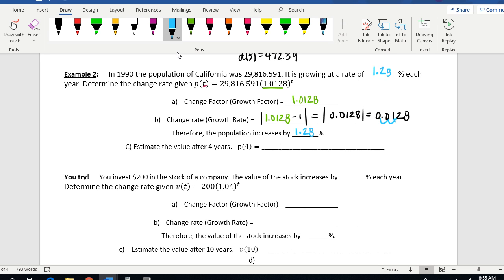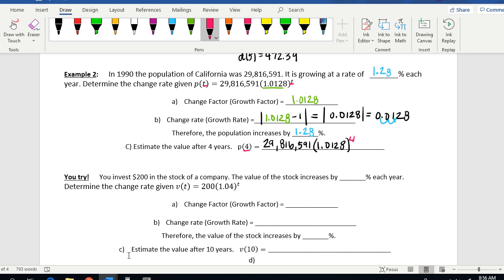Okay, so now let's go estimate the value after 4 years. What we have to realize is if I'm starting with 29,816,591, and this is a growth rate because it's increasing, I have to have a number greater than that. So when I go to plug in, because I'm looking at function notation, P of 4, wherever I see a t, I'm plugging in a 4. So I'm going to have 29,816,591 times 1.0128 raised to the 4th power.